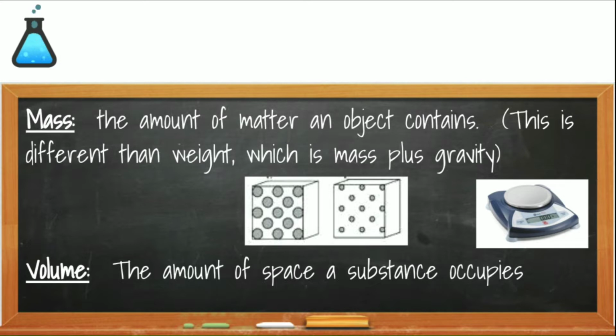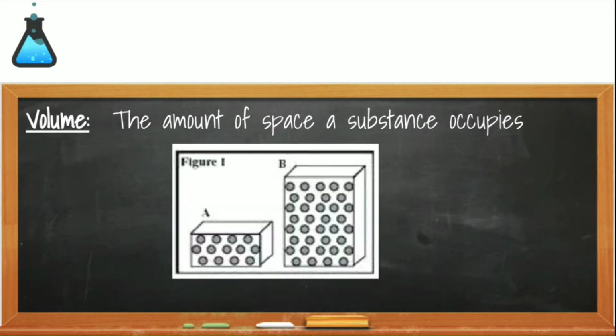Now, volume is the amount of space something takes up. So here you can see two different figures. A has a smaller volume than B because B takes up more space than A.